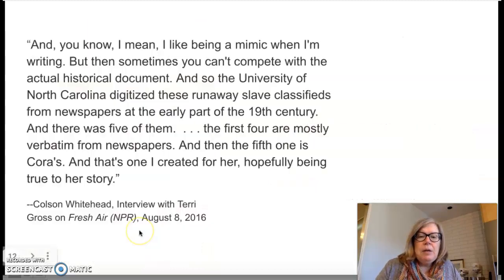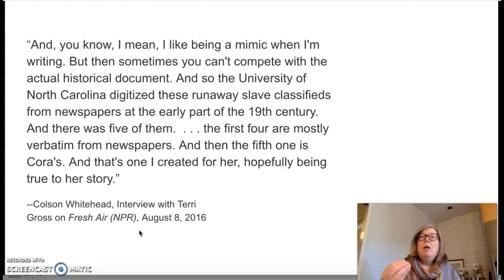Whitehead talked about how he used these runaway slave ads as inspiration. I'm just going to read this quotation that he gave in an interview on NPR. "I like being a mimic when I'm writing, but then sometimes you can't compete with the actual historical document. And so the University of North Carolina digitized these runaway slave classifieds from newspapers at the early part of the 19th century. And there were 5 of them. The first 4 are mostly verbatim from newspapers, and then the 5th one is Cora's, and that's one I created for her, hopefully being true to her story."